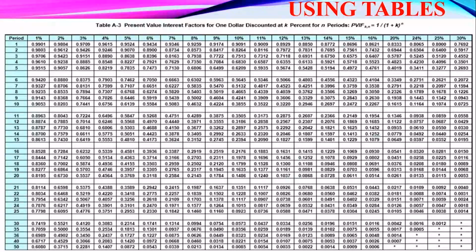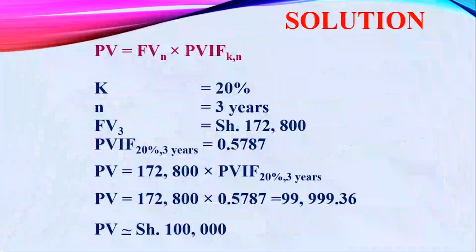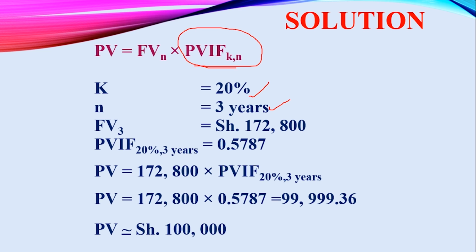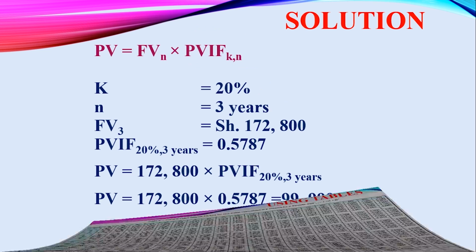Let's go to method 2. In method 2, we want to use the tables. We already said that when you're using the tables, the present value is given by the future value multiplied by the present value interest factor. So we need to get the present value interest factor. You know that our K is 20% and our N is 3 years. So the PVIF is normally obtained from the finance tables. How do you get that?